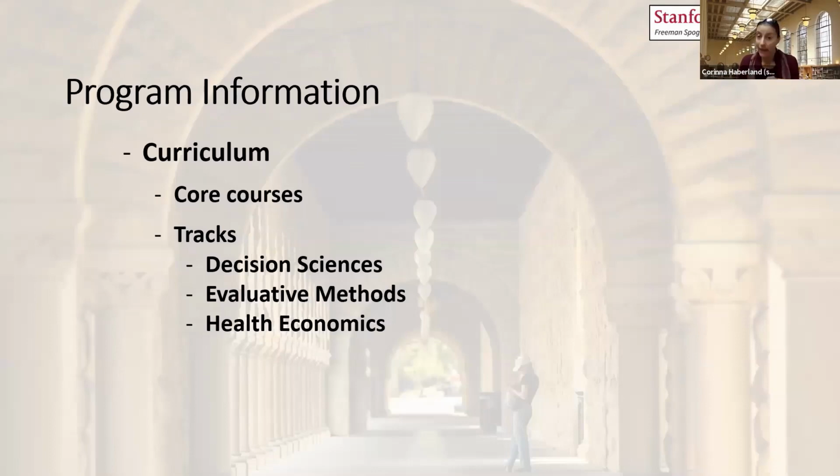And then we have our tracks. We're currently offering 3 tracks, including one which is new that we're offering this year. The Evaluative Methods track is very new. But let me talk about the 3, and then I'll fill you in on the differences. So the Decision Sciences track is focused on providing quantitative techniques to assess the effectiveness and value of medical treatments, and for decision-making about medical care and health policies at the individual or collective, population health level.